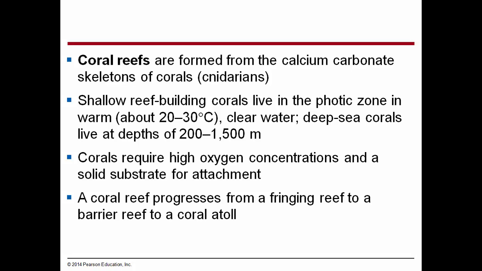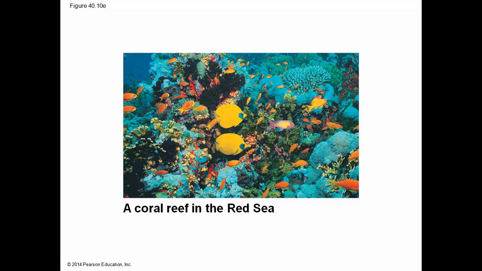A coral reef progresses from a fringing reef to a barrier reef to a coral atoll. And depending on sea level rise or fall, those atolls can become the basis of islands. For example, there are coral atolls that are islands in the South Pacific. They're low-lying islands.